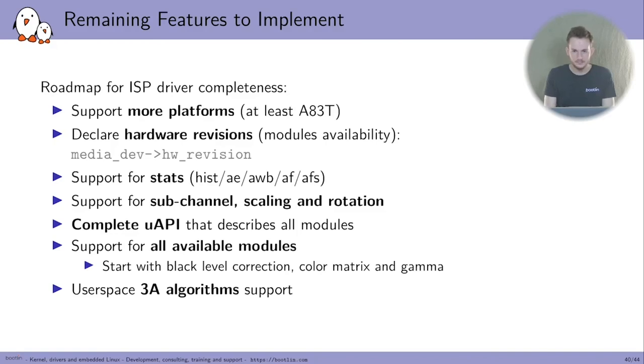So we could add support for more platforms, especially the A83T, which should be very, very similar to the V3 implementation. We should still have some hardware revisions that are exposed, and there is a way to do that with a media device, because even in the same generation of ISPs, there are some modules that are not available in some specific platforms, so we should account for that with a hardware revision.